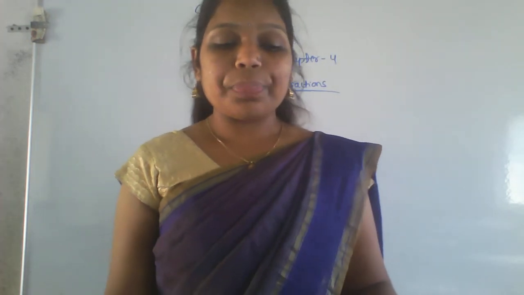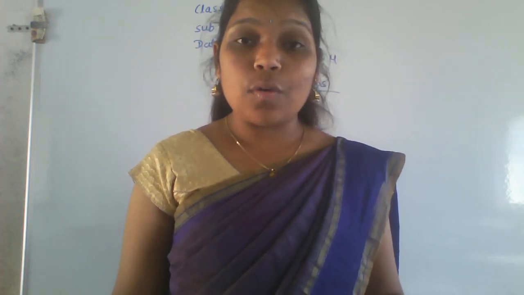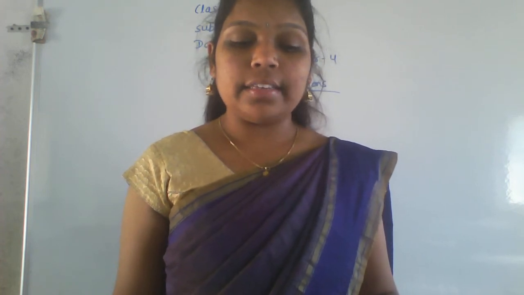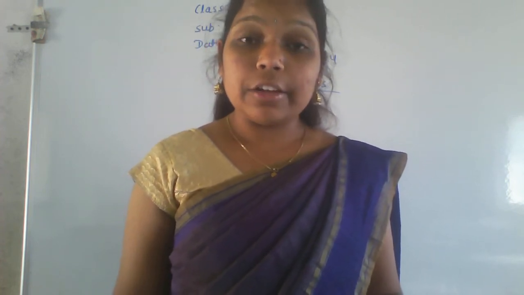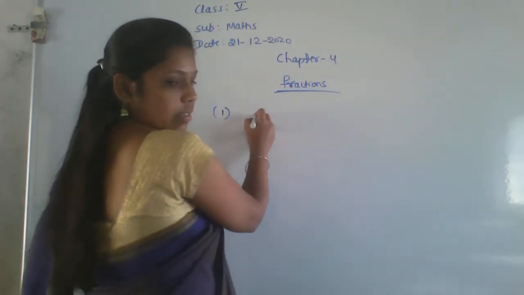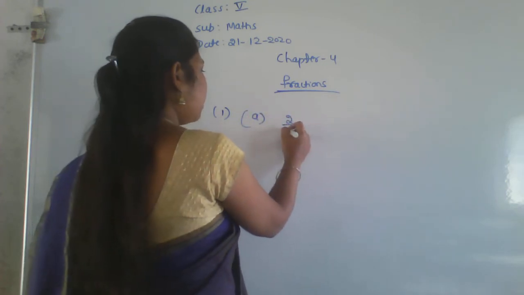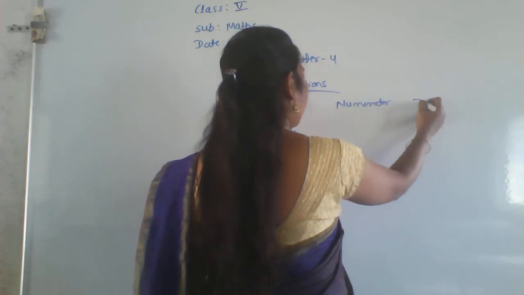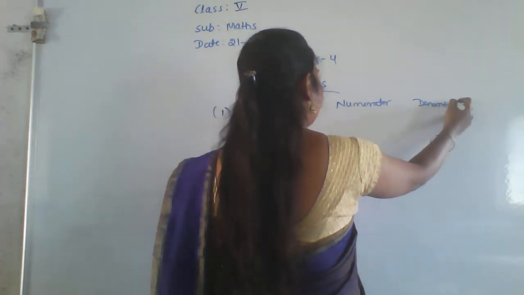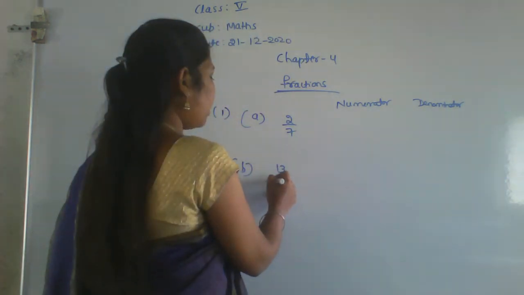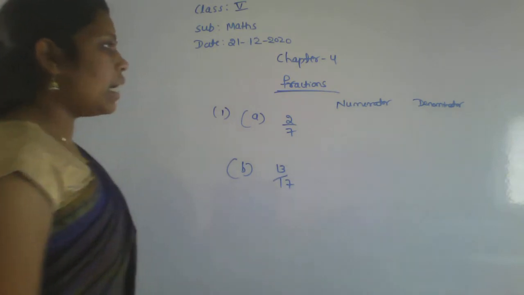The first one: identify the numerator and denominator in the following fractions. The first one is given as 2 by 7. Which is the numerator here? Here numerator and denominator. And what is the next problem they gave here? 13 by 17. Which is the denominator and which is the numerator?